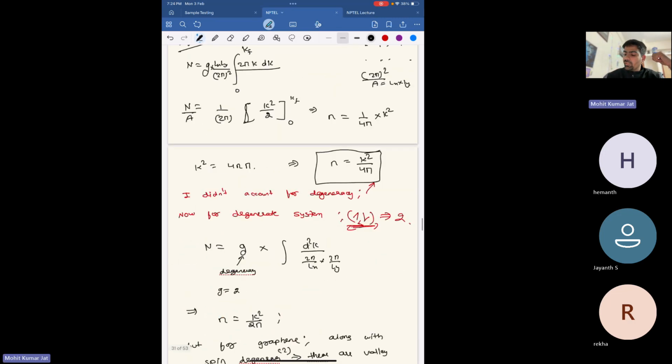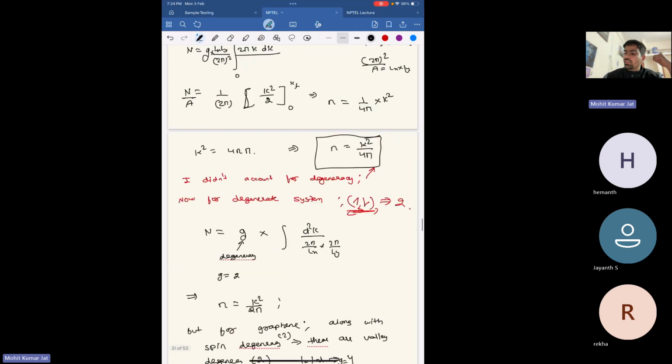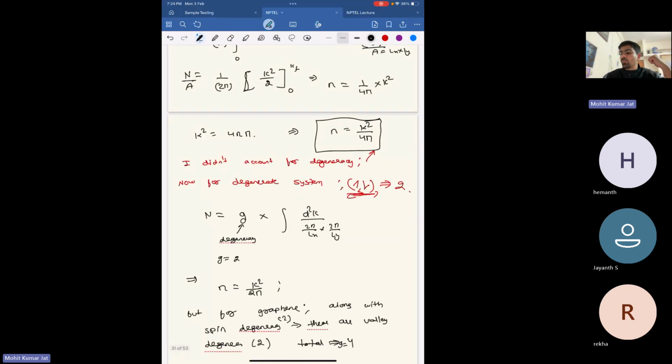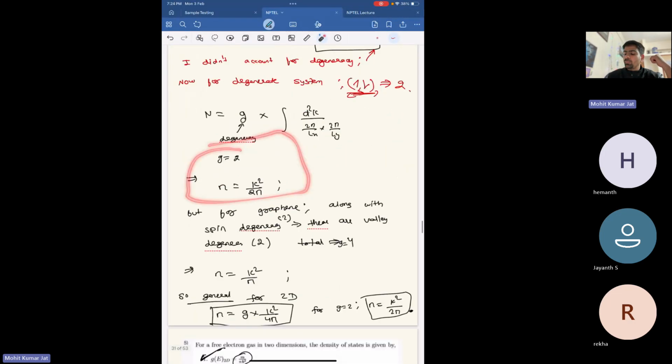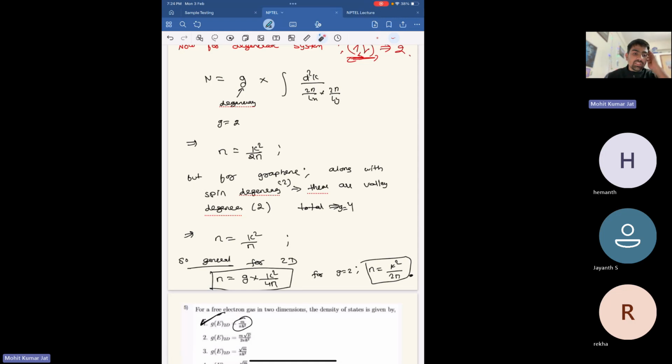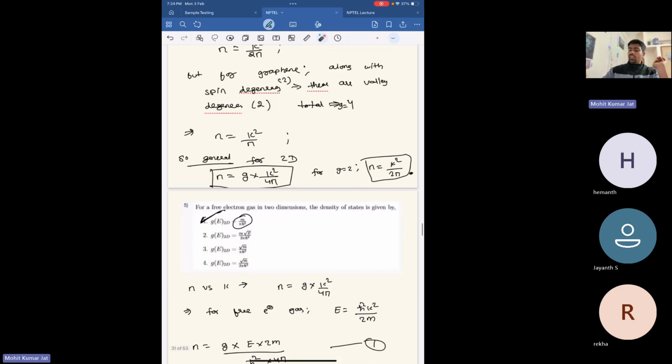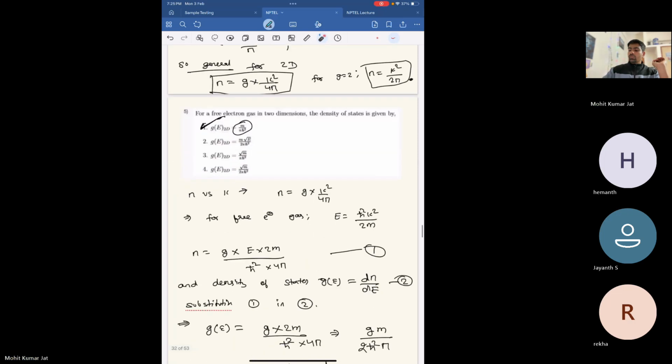and then we calculate it, and here we show that in a non-degenerate system, the n is related by k square by 4 pi, whereas in a system of degeneracy 2, it's k square by 2 pi, but for systems like graphene, where there is spin and valley degeneracy, both are there. So this relation turns out to be n equal to k square by pi, but since in this question it's just a simple metal, not like graphene, and we take the electron spin degeneracy only, the answer is k square by 2 pi. The next question was, for a free electron gas in two dimensions, the density of state is given by. So we already in this question extracted the n and k square relation.